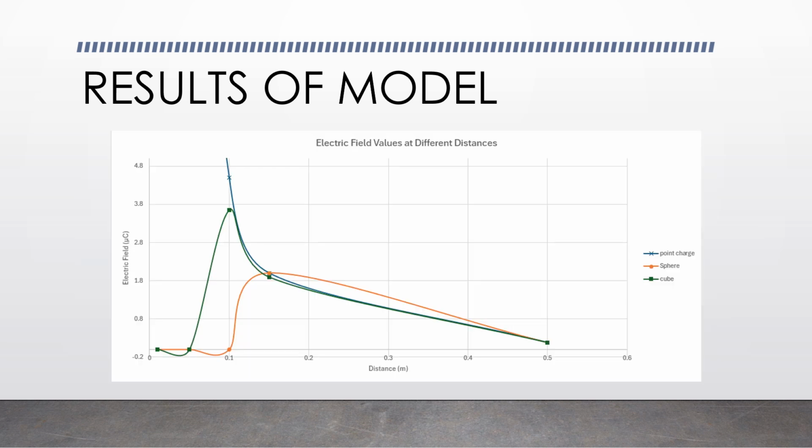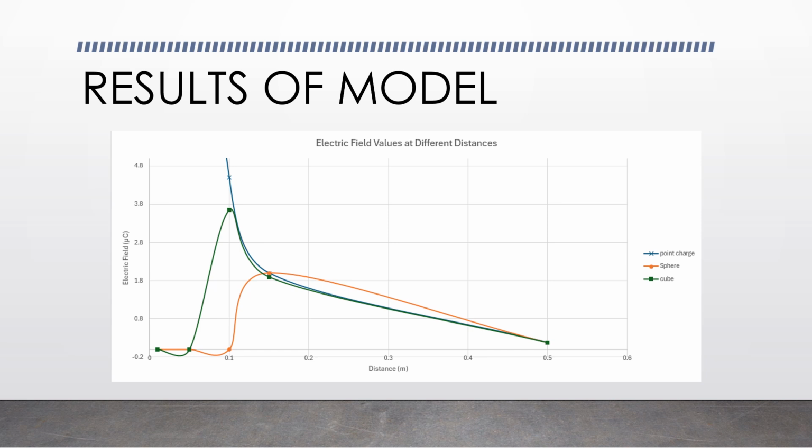And here we have a plot with the values that I showed on the table. Each of the different lines represents the point charge, the sphere, and the cube. The blue line with the X points is the point charge, the squares on the green line are the cube, and the circles on the orange line are the sphere's values. The lines have no actual mathematical meaning, they're just there to help you see where the points go.